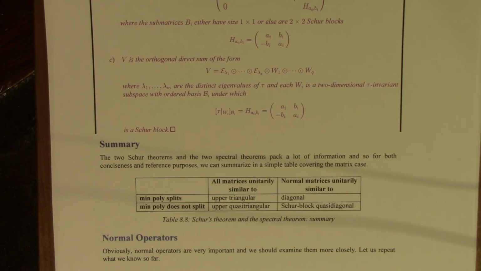And what we're going to do next, it's clear from the spectral theorem, in both cases, that normal matrices and normal operators are very important. So we're going to take a closer look at normal operators and special types of normal operators, such as self-adjoint and unitary operators. That will be coming next.